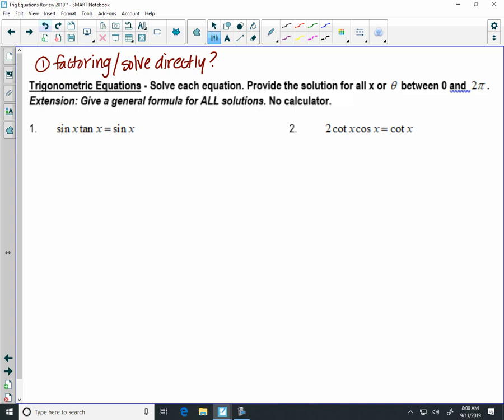Those are kind of the things I want you to look at there. Do you need to factor, or can you solve directly? Just move stuff around and solve directly. The second thing you want to look for is if you have squares. Do you need to use a Pythagorean identity? Every one of these is going to look a little different, but there is a lot of repetition here. If you've been doing all the practice all along, hopefully these will flow really nicely for you.